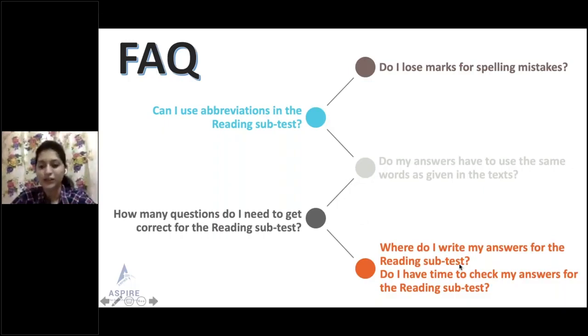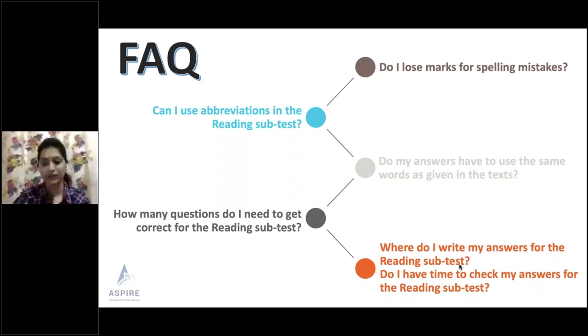Where do I write my answers for the reading subtest? Well, in part A, you should write your answers clearly in the spaces given in the question booklet. For part B and C, you shade the lozenge clearly, and this is assessed by a computer, whereas part A is checked by two expert OET assessors.